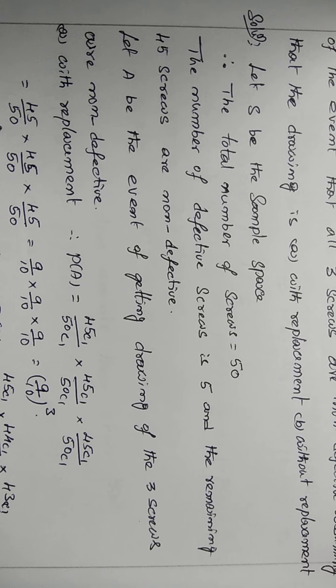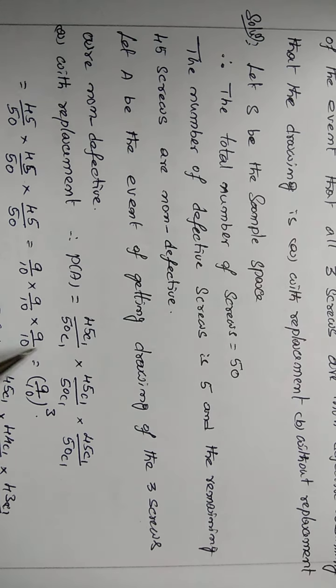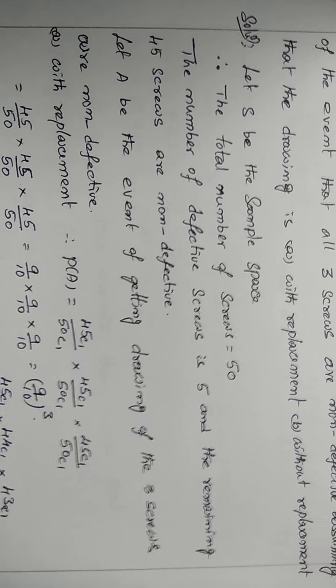That is equal to 45 by 50 into 45 by 50 into 45 by 50. Dividing both numerator and denominator by 5, 9 by 10 into 9 by 10 into 9 by 10. That is equal to 9 by 10 whole cube.